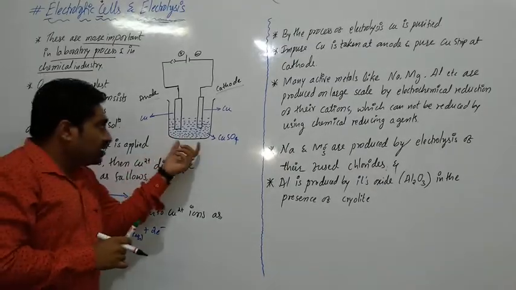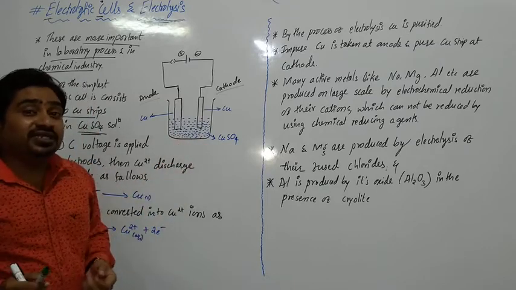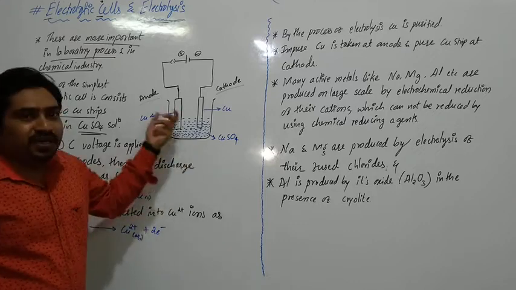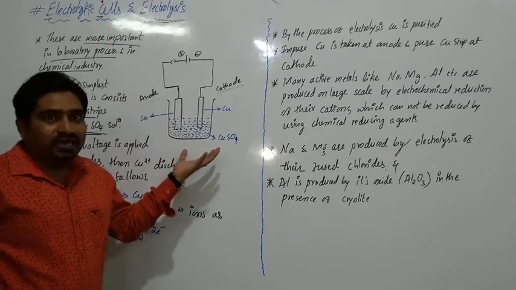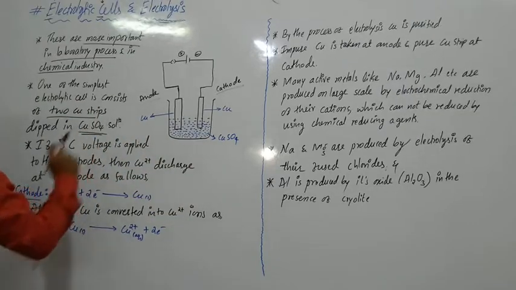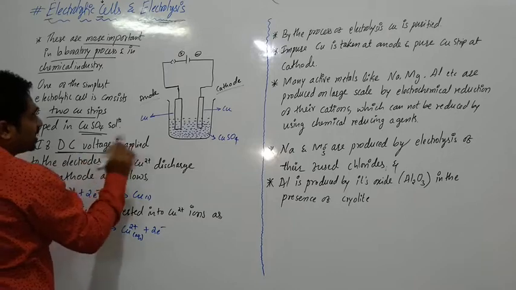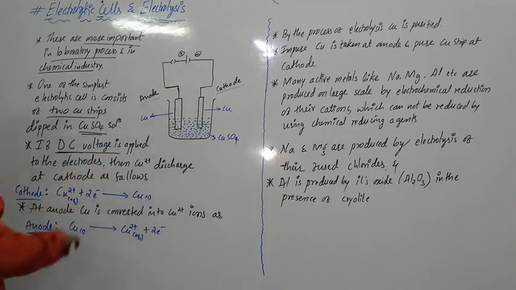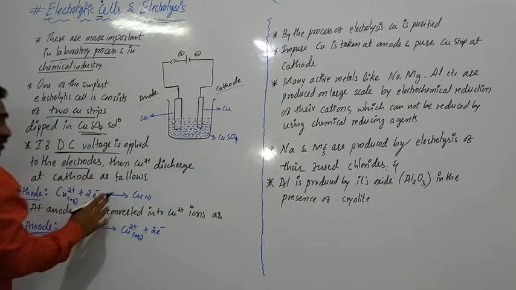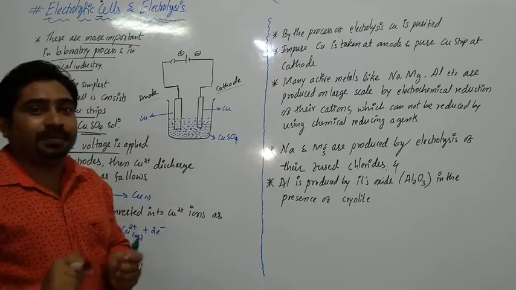Do you remember, in an electrolytic cell we use only one beaker, but for a galvanic cell we use two beakers, two half cells. Here the cell is made in a single beaker. The container is the same for both electrodes. If DC voltage is applied to these two electrodes, then what happens? If current is passed through the circuit, what will happen?